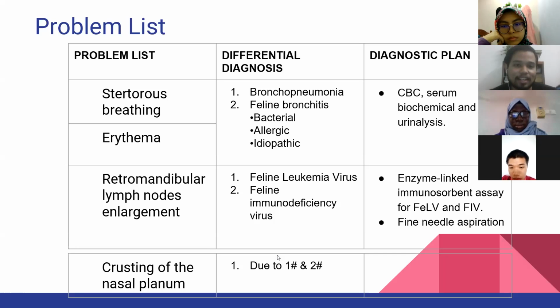Okay. Next, for the retromandibular lymph node enlargement, usually it is caused by virus infections. So for the differential diagnosis, we highly suspect that the retromandibular lymph node enlargement is caused by feline leukemia virus or feline immunodeficiency virus. The diagnostic plan to rule out these viruses is the enzyme-linked immunosorbent assay for feline leukemia virus and feline immunodeficiency virus.